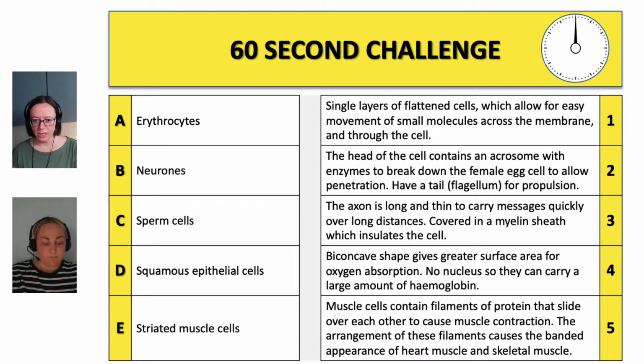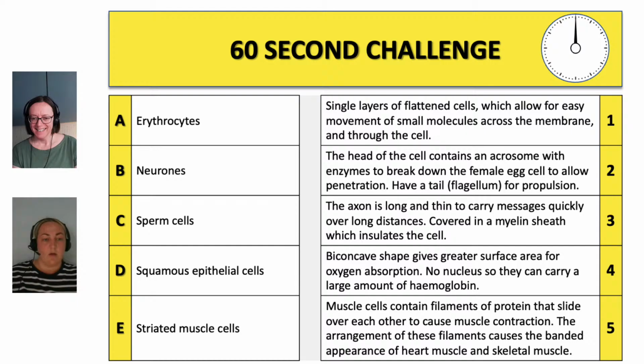So we haven't done squamous epithelial cells. I think that one is number 1. So single layers of flattened cells which allow for easy movement of small molecules across the membrane and through the cell. So squamous epithelial cells line organs, don't they?